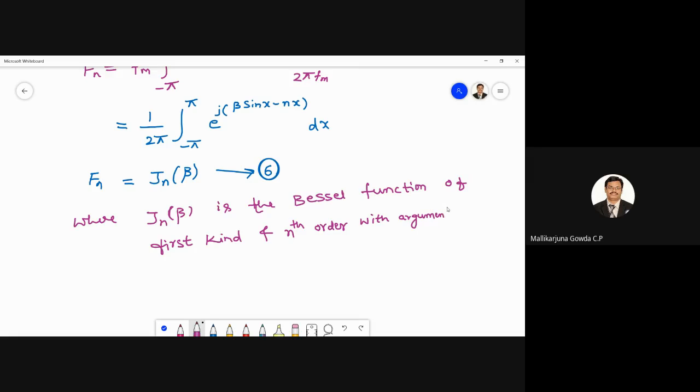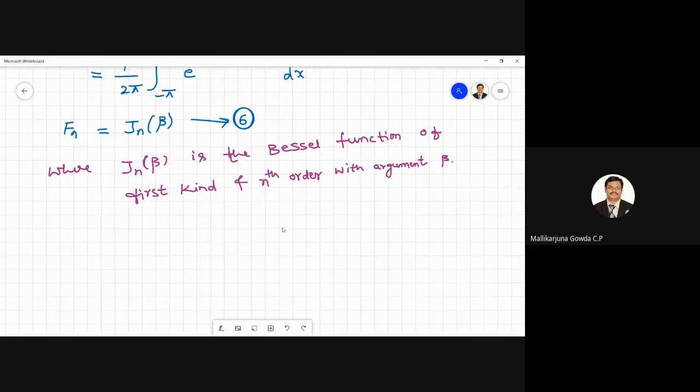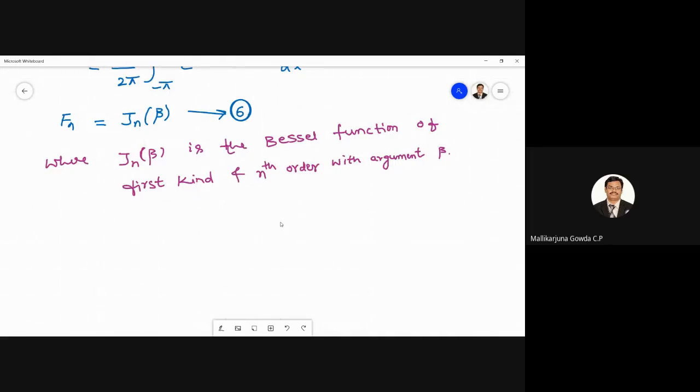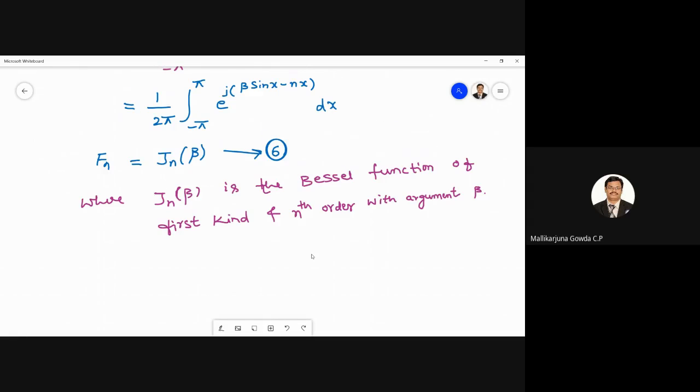If you are not aware of the Bessel function, just have a look now. Go back and see, because I cannot spend much time on that now. I need to use it. How do I use this Bessel function in my wideband FM representation?